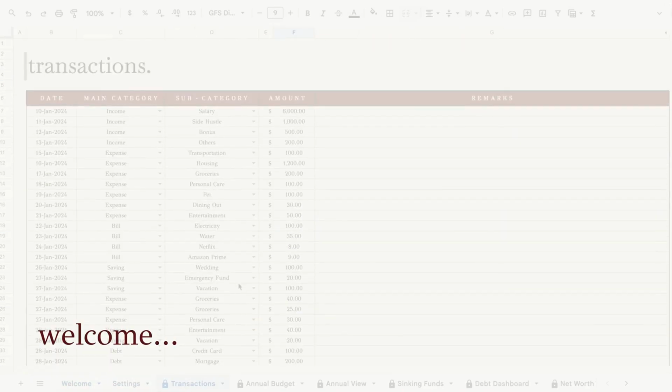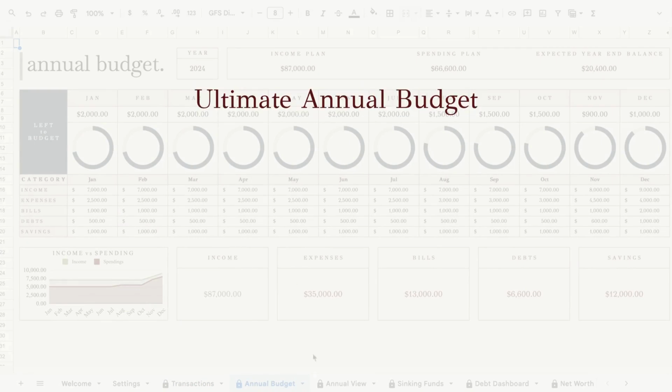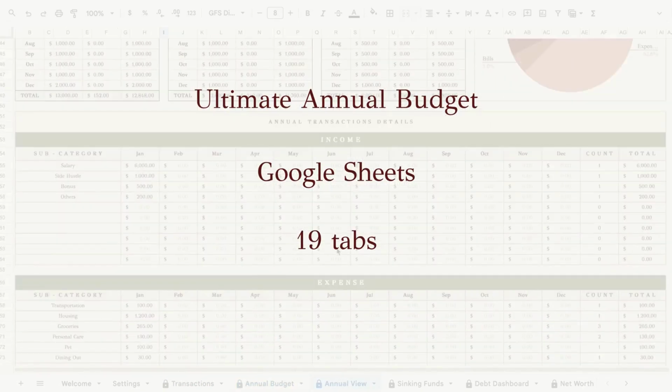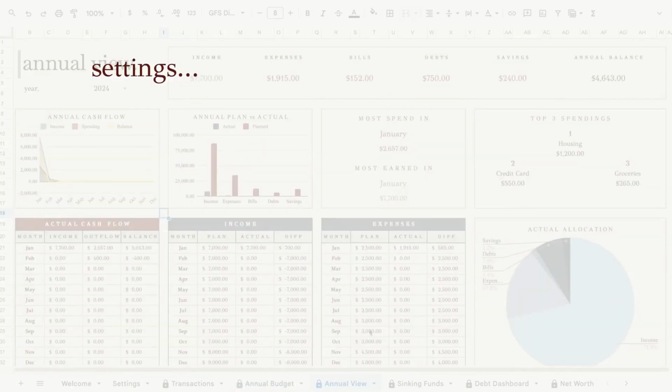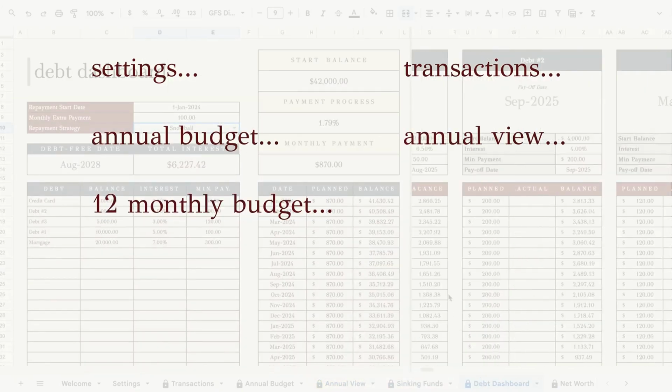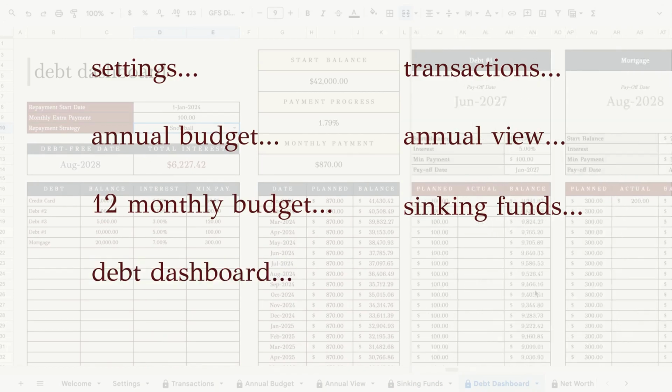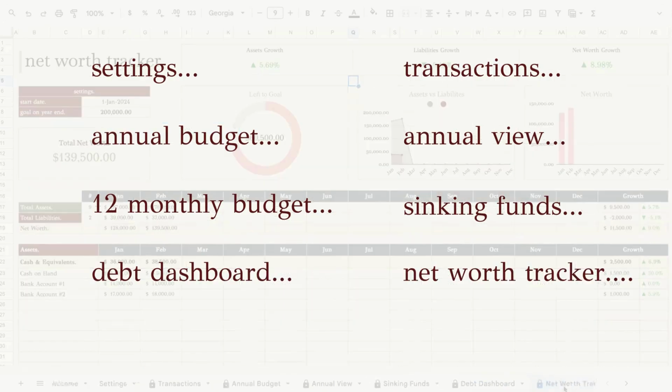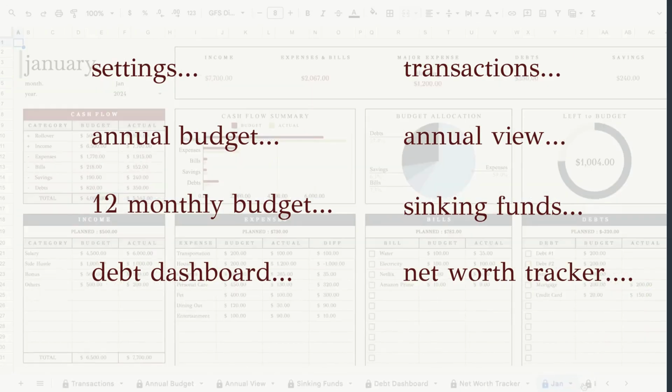Welcome to the tutorial video of Ultimate Annual Budget Spreadsheet for Google Sheets. Our Annual Budget Spreadsheet comprises 19 tabs, including Settings, Transactions, Annual Budget, Annual View, 12 Monthly Budget tabs, Syncing Funds, Debt Dashboard, and Net Worth Tracker. Let's explore each of these tabs.